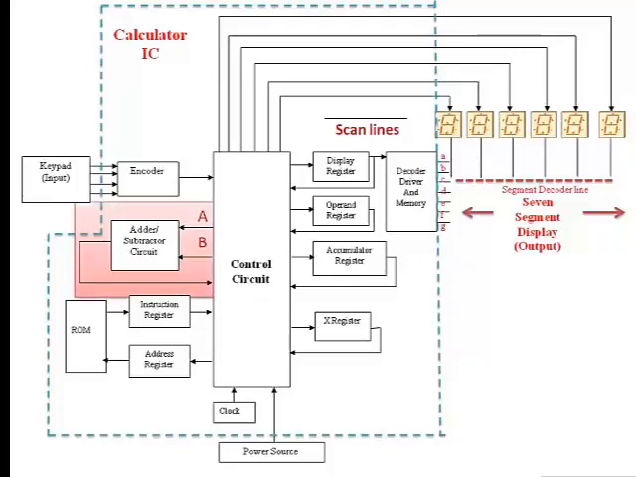Next unit is arithmetic and logic unit. In calculator, the heart of the system is called arithmetic unit, or it is also called the processor. As you can see, it consists of adder and subtractor circuit to perform the mathematical operation on the data which is entered by the input keypad in binary form.